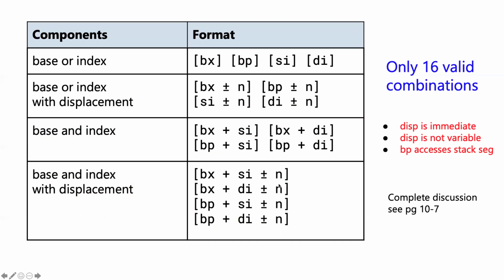And we already said any of these modes that use BP are going to by default go to the stack segment. If they don't use BP, they're going to go to the data segment. I don't have them highlighted, but we could easily pick them out. That one, BP plus or minus N, BP plus or minus either SI or DI, and these last two modes, BP plus or minus SI or DI, plus or minus a constant. Those would go to the stack segment.